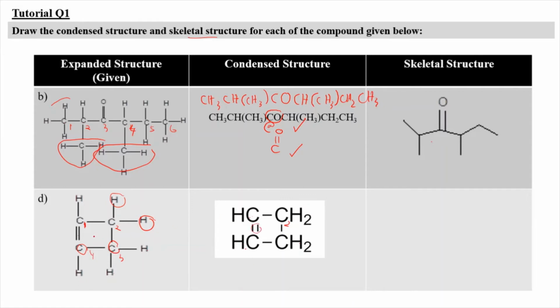For the skeletal structure, we basically only draw the carbons. We draw carbon, carbon, carbon, and carbon, and we also show the double bond. We don't have to show the hydrogen. So what we get is something like this.